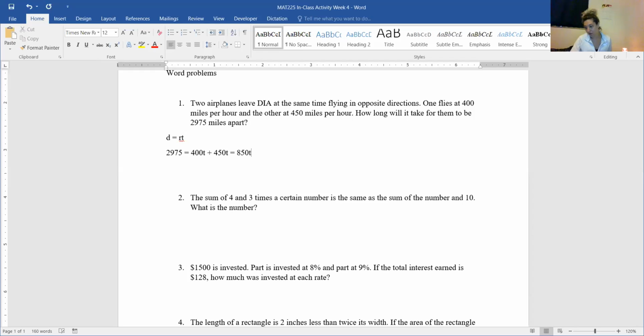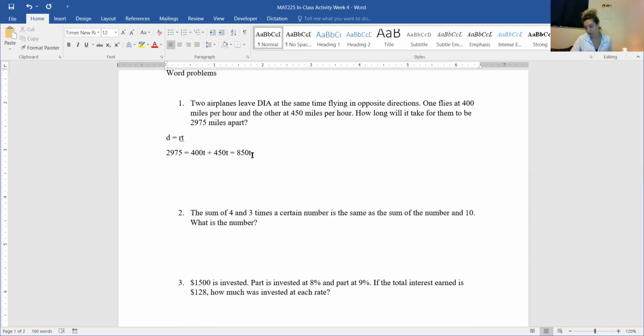2,975 equals, and then it'd be 850T, because you have to add like terms. And then we divide 850 on each side, right? Yep.